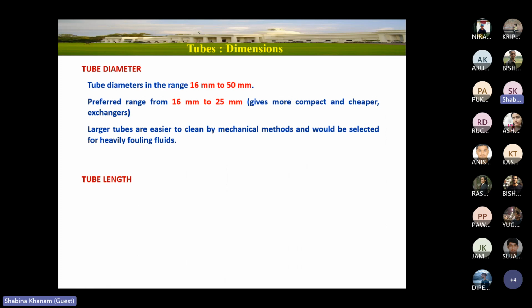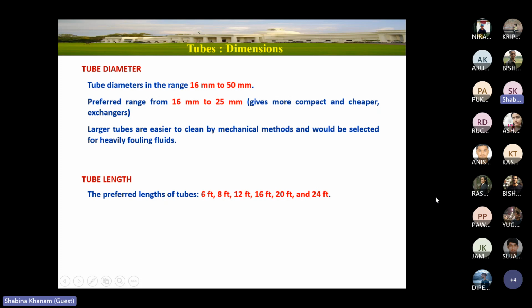Next we have the tube length. The preferred lengths for tubes available in the market are 6, 8, 12, 16, 20 and 24 feet. You cannot consider 7 feet or 10 feet like that. If 6 feet will not work for you, you can choose 8 feet directly, and then 12 feet, not in between. So these are the standards.